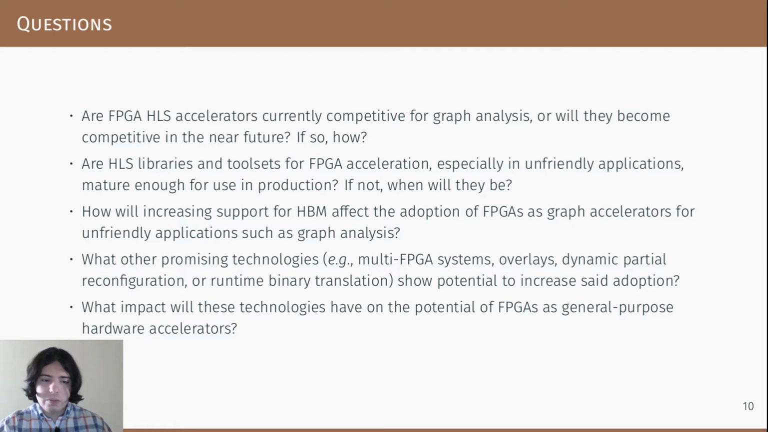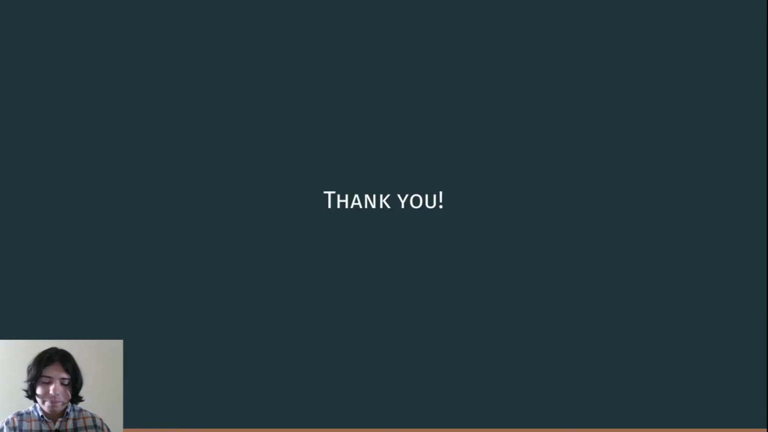How will increasing support for HBM affect the adoption of FPGAs as graph accelerators for unfriendly applications? What other promising technologies show potential to increase that adoption? And what impact will these technologies have on the potential of FPGAs as general-purpose hardware accelerators?